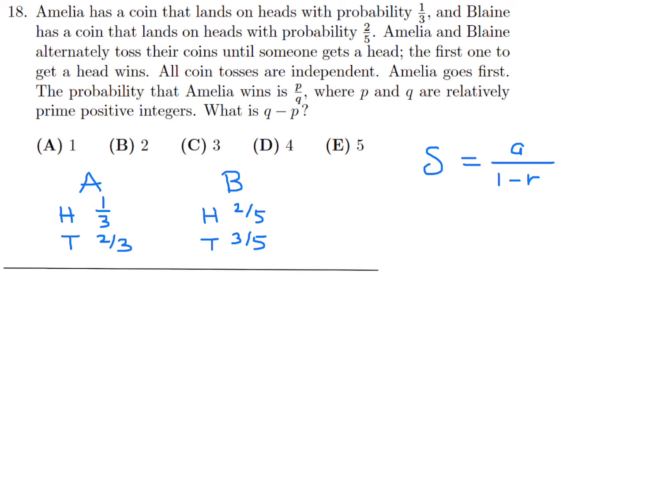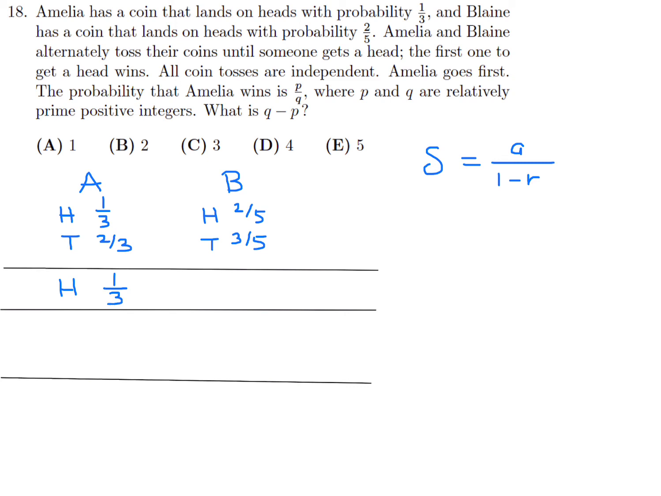And I think I will be okay with just 3 iterations. I think within 3 I should be able to explain it. So, okay, Amelia goes first. We want her to win. So if she gets heads, she wins. Probability of that happening is a third. Game over. Let's say she flips a tail.